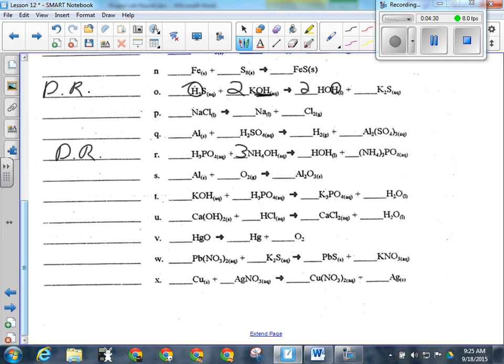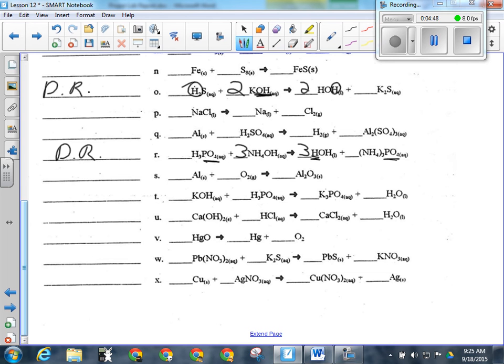But when I do that, it gives me how many OHs? 3. So when I put a 3 here, that now gives me how many hydrogens? 3. Well, there's 3 over here, so that's good. And I've got 1 phosphate and 1 phosphate. So we've got 1, 3, 3, 1.